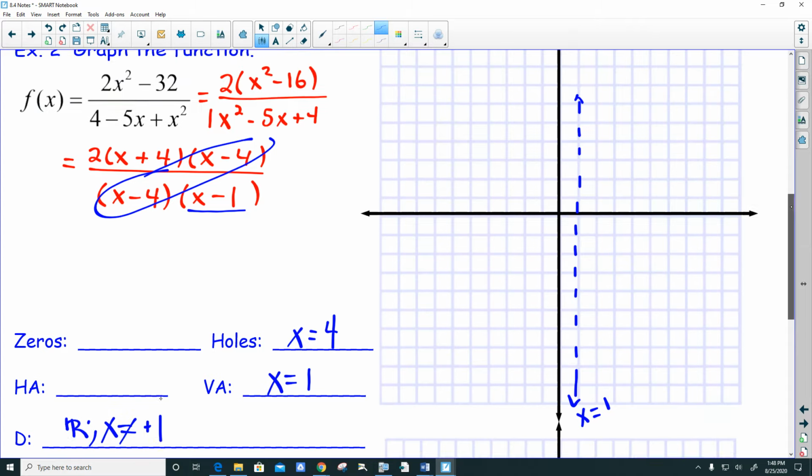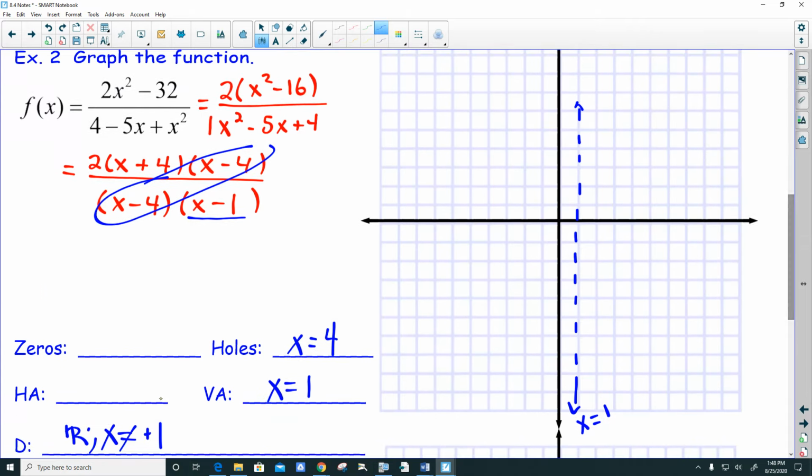The zeros. I'm now looking back at the numerator. I want to ignore any factors that I've used up as holes and any factors that do not have x's in them. But there is one factor in the top that we should look at for our zeros, and that's the x plus 4. So if that were set equal to 0, that's telling us that this graph is indeed going to cross the x-axis at x equals -4.